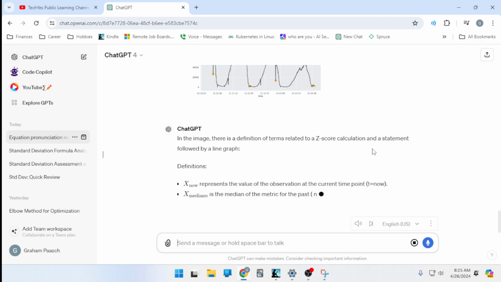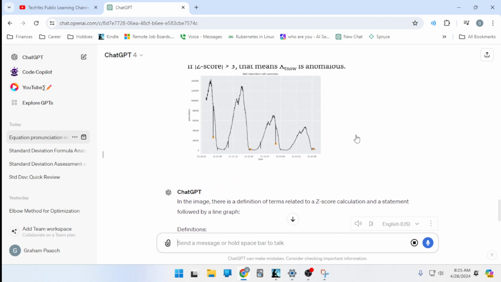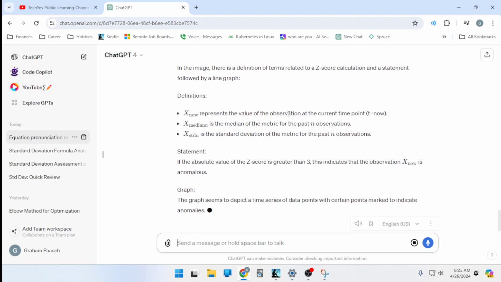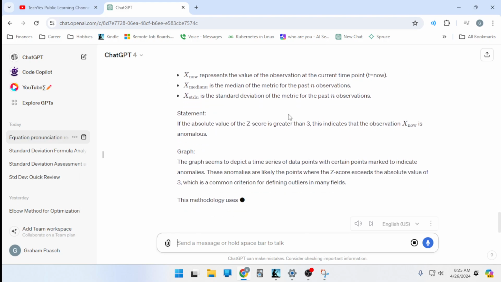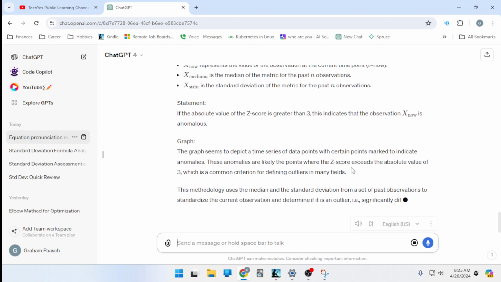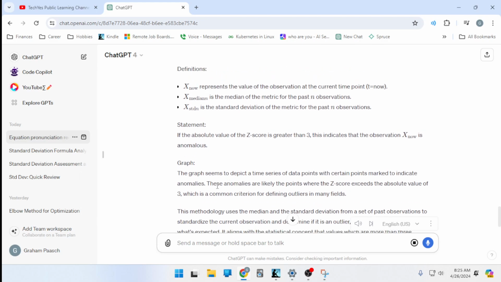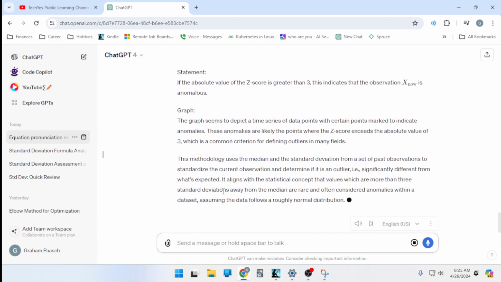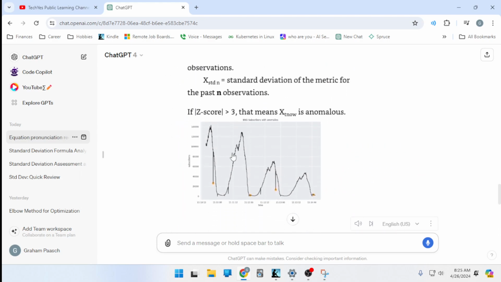In the image, there is a definition of terms related to a z-score calculation and a statement followed by a line graph. Definitions: x_now represents the value of the observation at the current time point, t equals now. x_median is the median of the metric for the past n observations. x_std is the standard deviation of the metric for the past n observations.